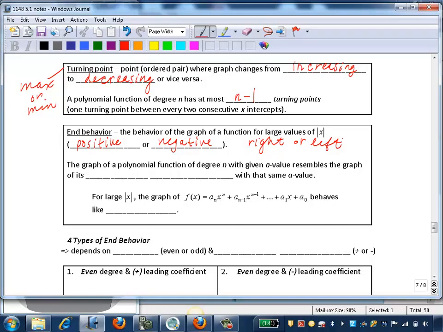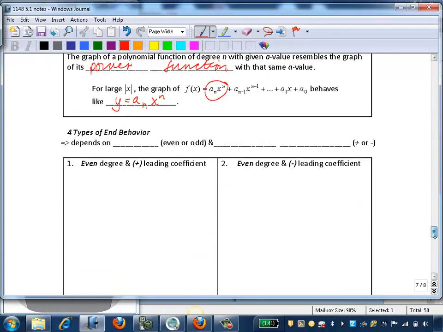The graph of a polynomial function of degree n with a given a value resembles the graph of its power function with that same a value. So remember, power function, it's that monomial function, that monomial polynomial function. So for large values of the absolute value of x, which is saying on the ends, way right or way left, the graph of a polynomial function behaves like its leading term. So the highest degree term. So in this generic case, it's going to behave like the function y equals a sub n x to the n. So let's go right to an example to see what this looks like.